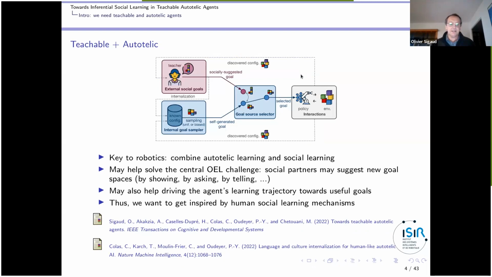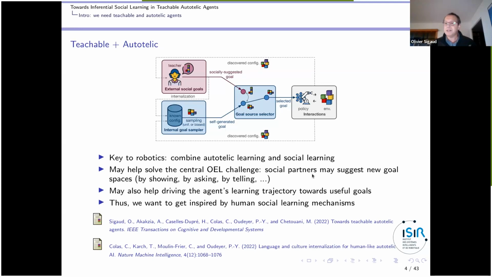So in that paper with colleagues, we designed the teachable autotelic agents framework, where you have first an autotelic agent. That's an agent that will sample its own goals and learn how to pursue and achieve these goals. But then we combine it with a teachability property where there can be an external teacher or an external social partner, let's say, that can suggest goals, and the agent may choose either to achieve its own goal or to choose the goals from the social partner. And if you think of it, this could be a very important capability to drive robots towards useful goals, but that's also a way to help solve the open-ended learning challenge, because social partners can suggest new goals by asking the agent to do things, by telling it you could do this, things like this, okay?